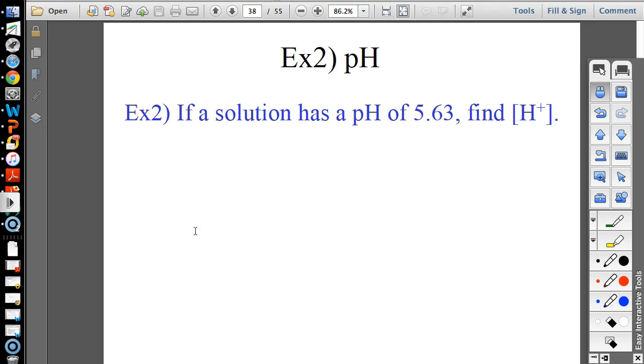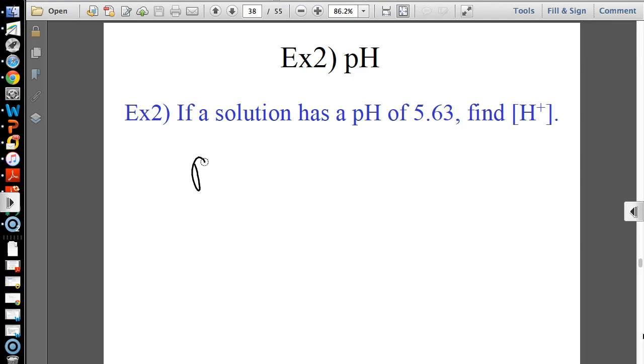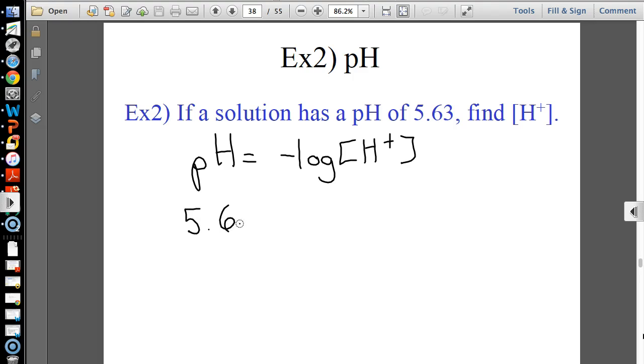So if a solution has a pH of 5.63, find the hydrogen ion concentration. This is where people maybe struggle a little bit. Do you have this filled in on your paper? Okay, let's do this together. pH is equal to the negative log of the hydrogen ion concentration, and it wants me to find this. So I'm just going to fill in what I know. 5.63 is equal to the negative log of my hydrogen ion concentration.